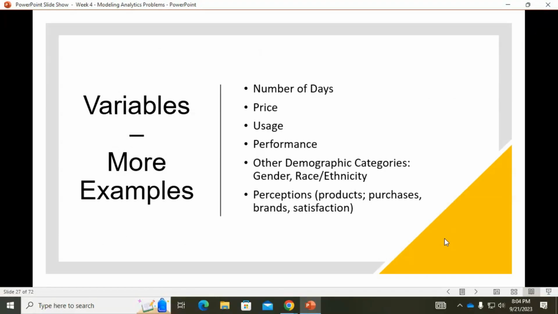Here are some other examples of variables, leaving the pet example behind. So things like number of days, price, usage, performance, kind of talking more about business. Demographic categories like gender, race, ethnicity, and perception. So things related to products, purchases, brands, and satisfaction. So you've seen a lot of data, and you've likely seen these things as titles of fields. But now we're really going to start thinking about, okay, what do I have? What am I looking at, and how can I put that into a model?